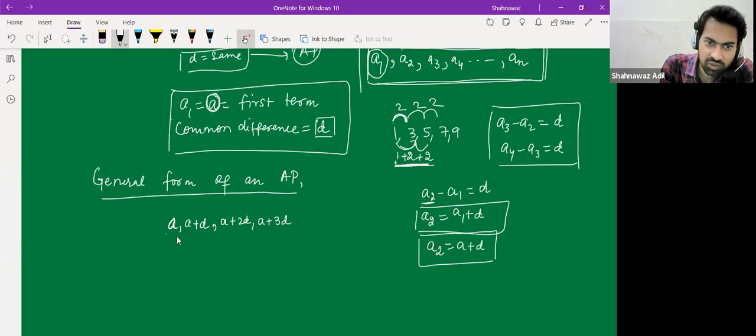So see, this is the first term, this is the second term, this is the third term, this is the fourth term. So you see that whatever is the term here, this is 3. And how much are you getting here?